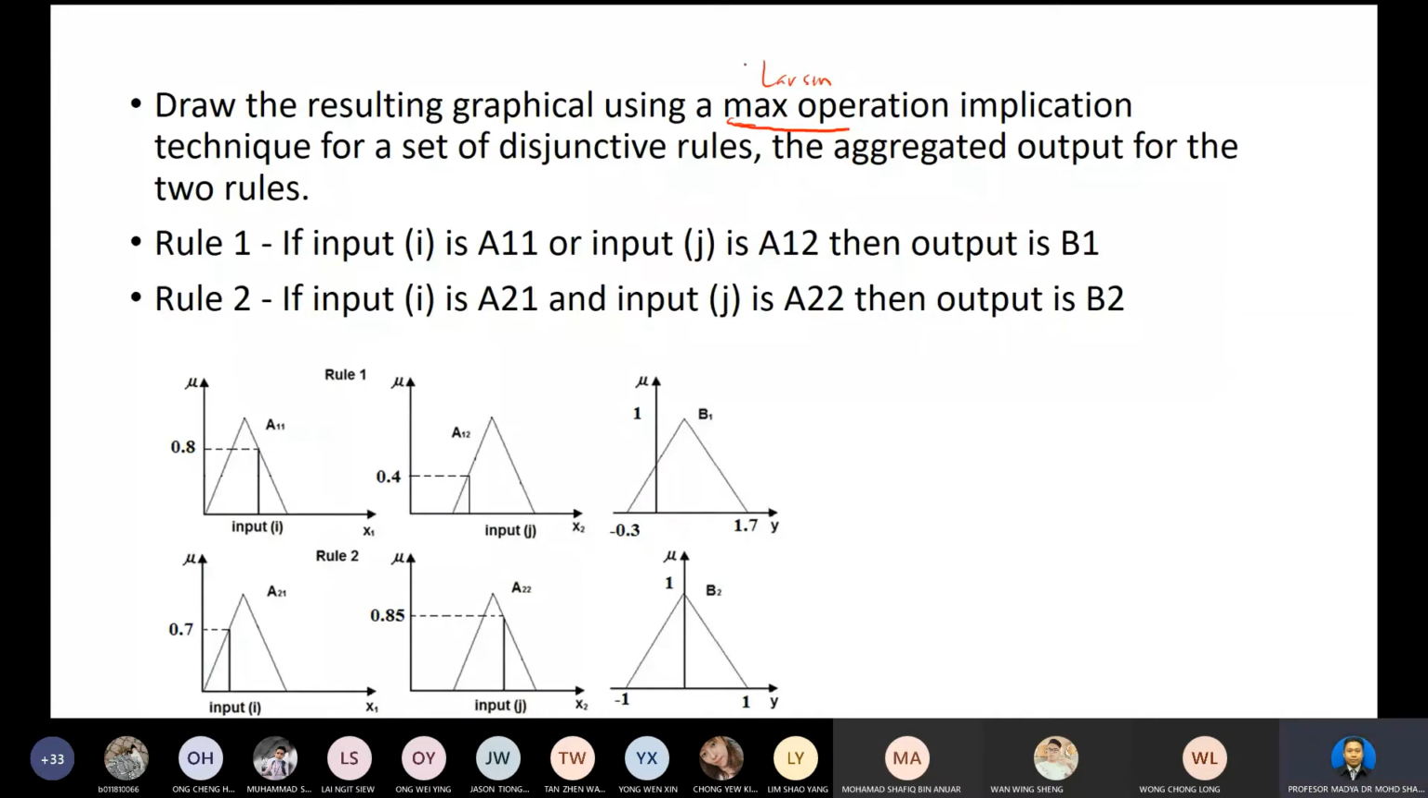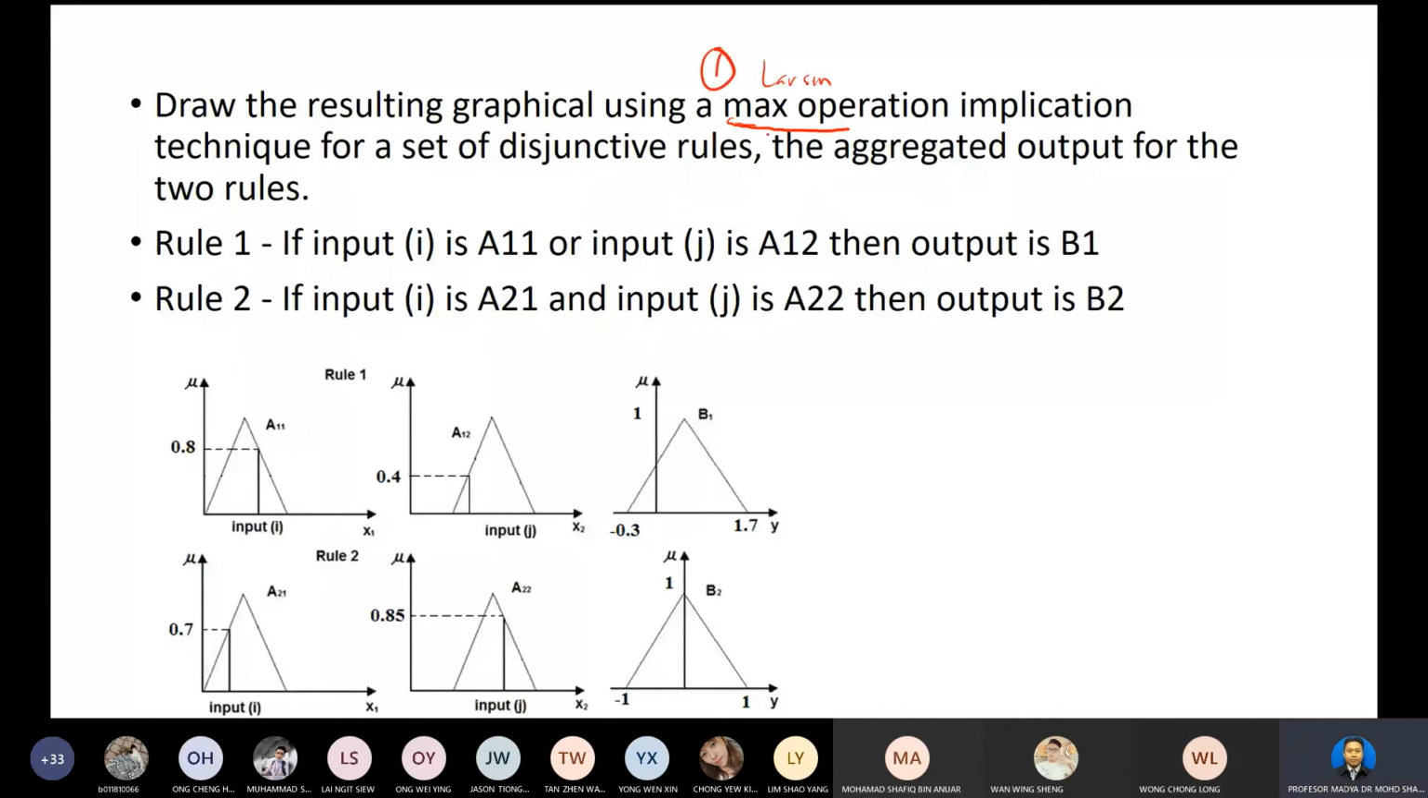On the metric we know that if you use Larsen, we have to multiply, then select the maximum. That is used on the metric. Similarly, for Mamdani using the metric, first you select the minimum, then you select the maximum. This one is using the graphical. If you use the graphical, the first rule is to check the operation.